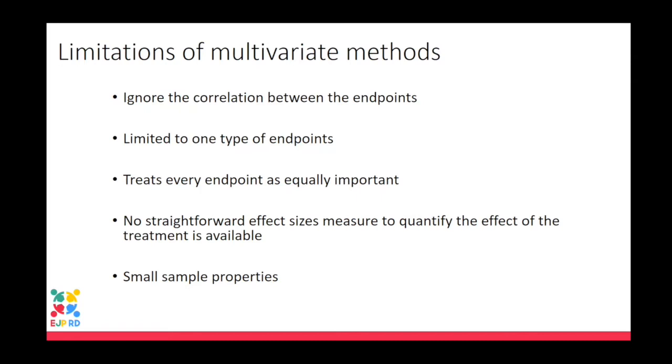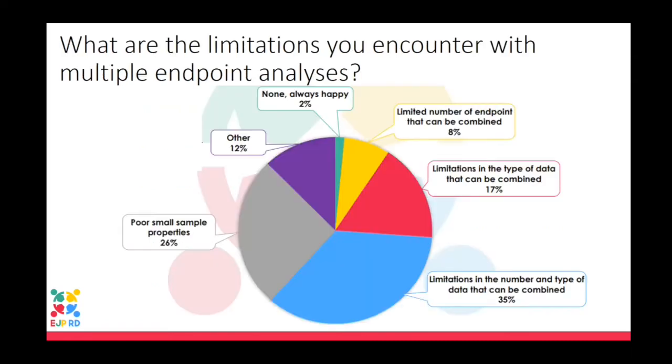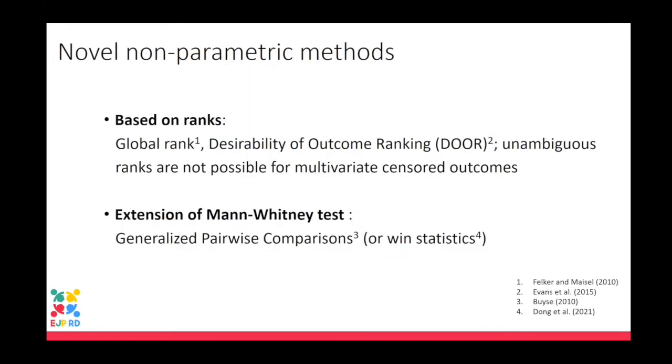And then finally, most of these methodologies have very poor small sample properties. And indeed, these limitations that I just named come back again in your answers to the questionnaires. Indeed, a majority of you has difficulties with the number of outcomes, the type of endpoints that can be combined, or both together. And as we have an audience here for rare diseases, the poor sample properties of these methodologies is also quite a big limitation. Now, can we do better?